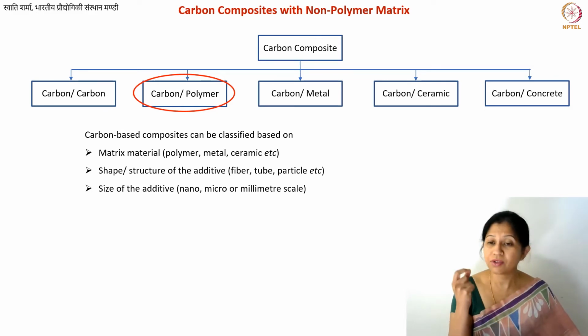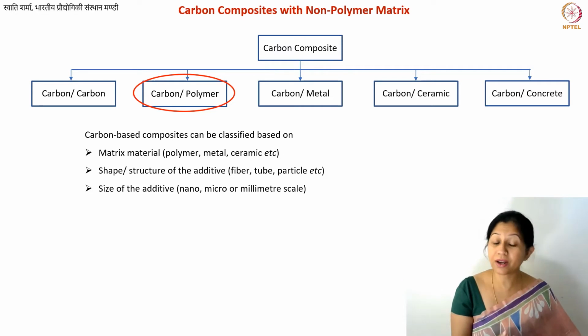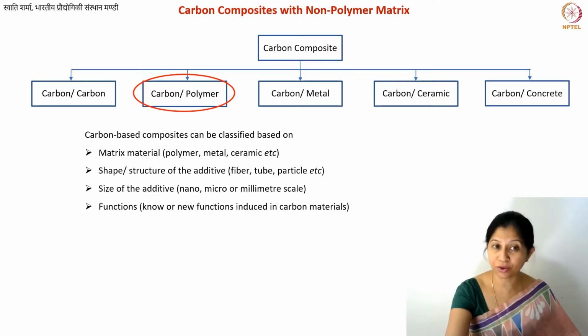The size in all these cases actually varies. Sometimes you have just nanoscale carbon materials, for example carbon nanotubes, which are nanoscale additives. Sometimes you have micro scale, so if you have carbon fibers or yarns of carbon fibers, you're talking in micrometer scale. Then you can also have millimeter scale when you're talking about fabric, or more complex structures like 3D shapes. So based on that also you can do the classification.